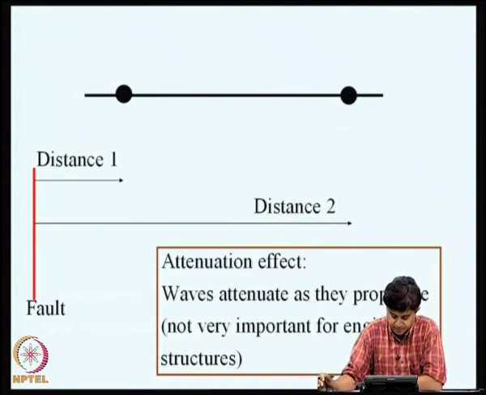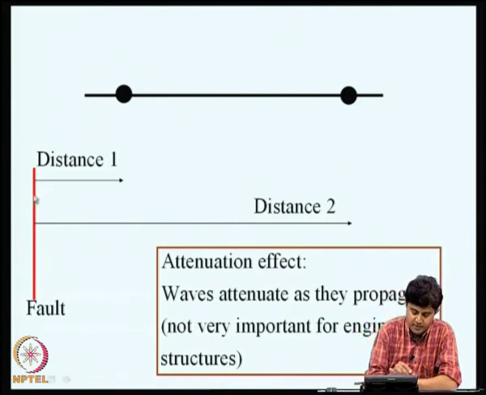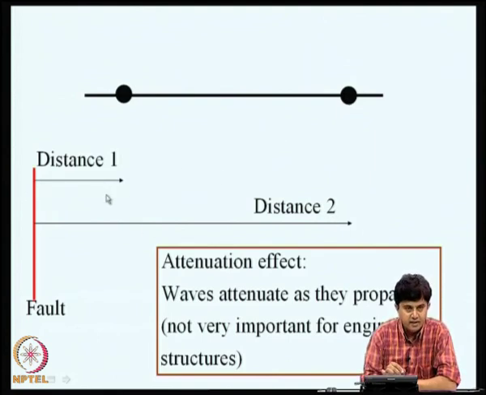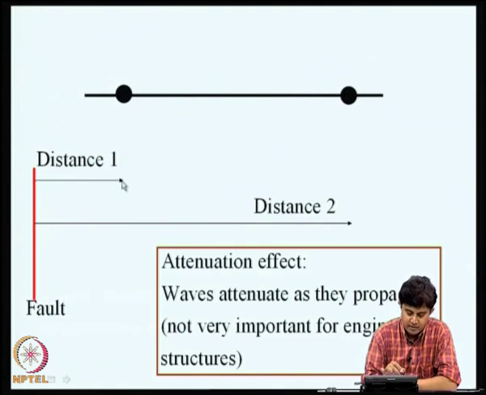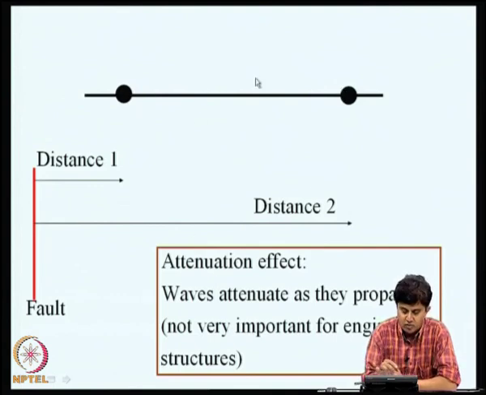Now, the last effect is known as attenuation effect. For example, if waves are propagating from a fault line and they have to reach this station, the distance they need to travel is say distance 1, and to reach this station it is distance 2. As waves propagate, they attenuate, and the amount of attenuation is a function of the distance through which the waves travel. Consequently, the amount of attenuation that would have taken place when waves arrive at this station would be quite different from the attenuation that would take place as they travel through a longer distance. So, there will be differences in details of ground motions at stations 1 and 2 because of this effect.